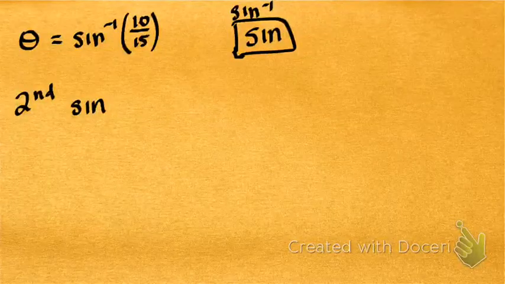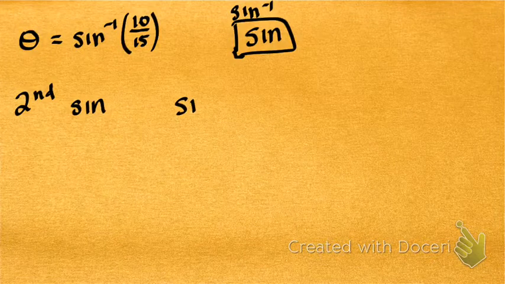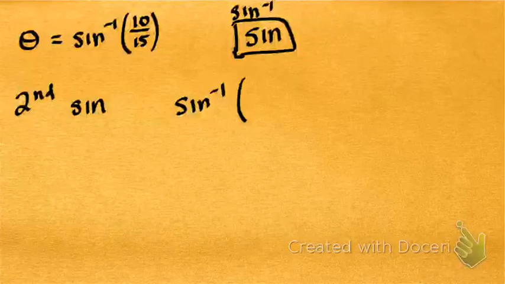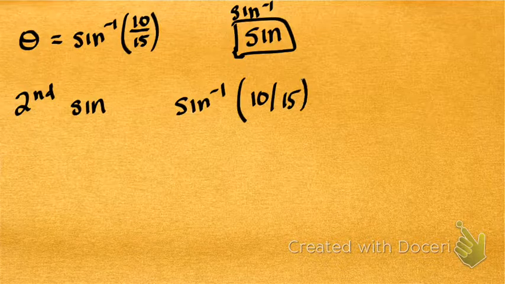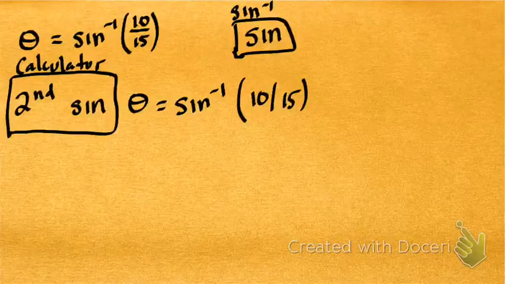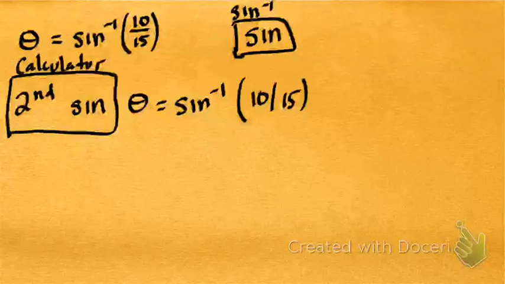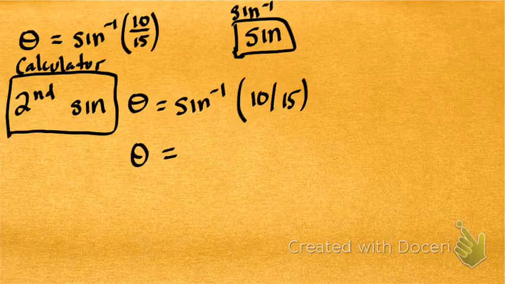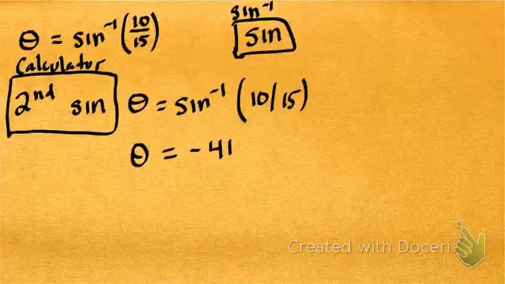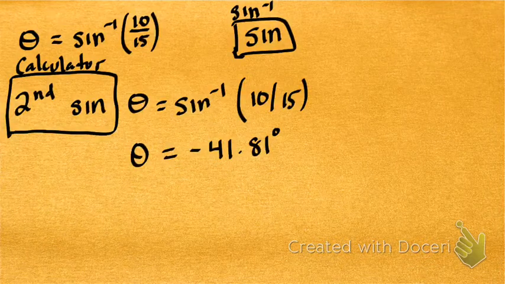And so you're going to do that. You're going to hit second and then the sine button, and it should throw something like this into your calculator. A lot of times they put a parenthesis around it, and then just do 10 divided by 15, and that would give me theta. Now, if you plug that into your calculator, what I got is theta is equal to negative 41.81 degrees.